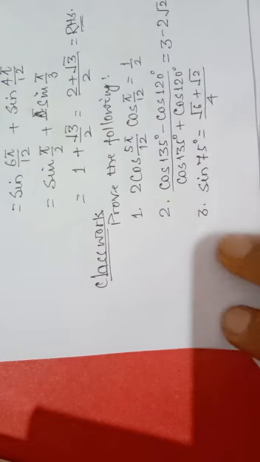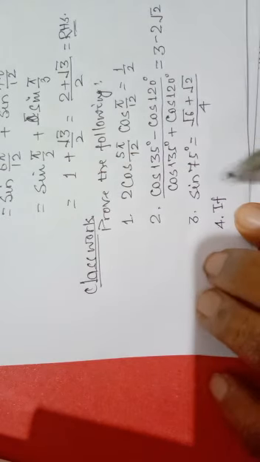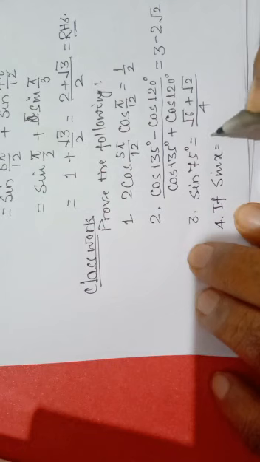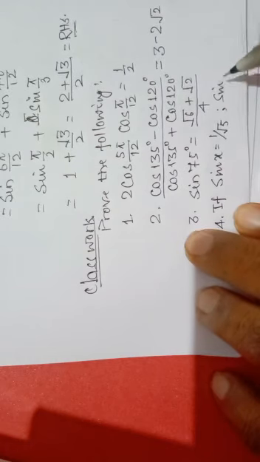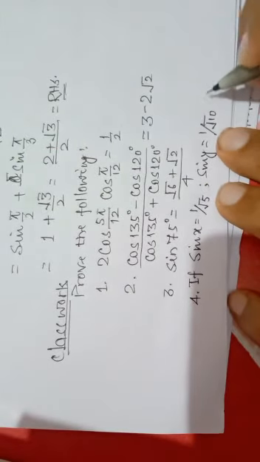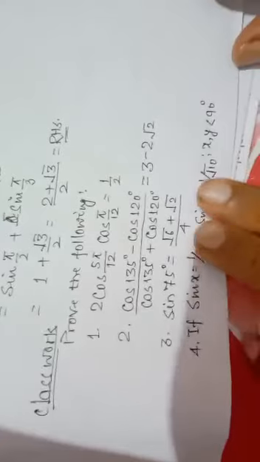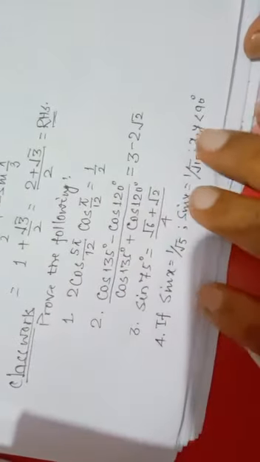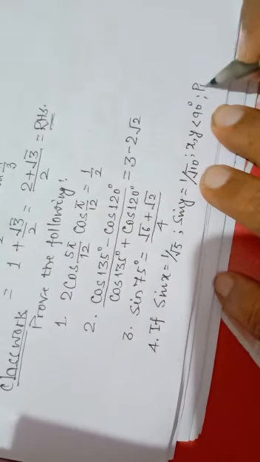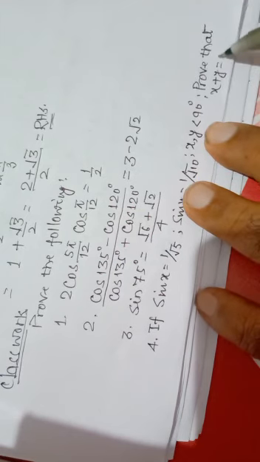And the last question is, if sin x is equal to 1/√5, sin y is equal to 1/√10, and x and y are acute, acute meaning less than 90 degree, then prove that x plus y is equal to π/4.